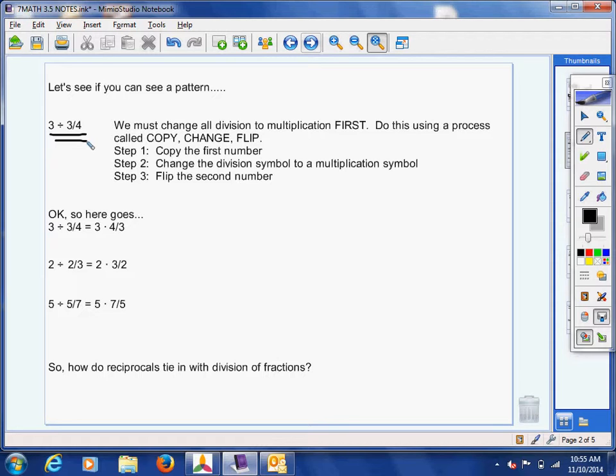We're going to do that using a process called copy, change, flip. Other teachers may call it something else. It's all the same thing. Step 1, you're going to copy the first number over again. Step 2, change division to multiplication. And step 3, flip the second number over. That's how you change division into multiplication. Copy the first number, change division to multiplication, flip the second fraction over. That's how we do it.